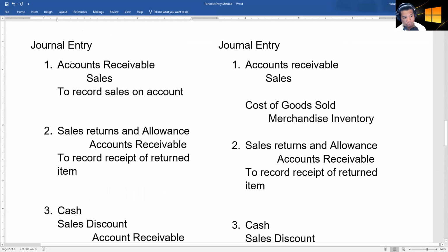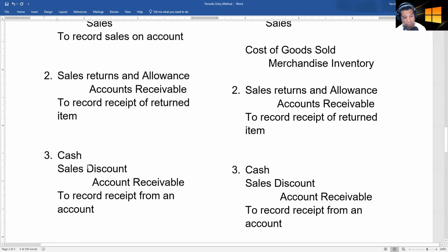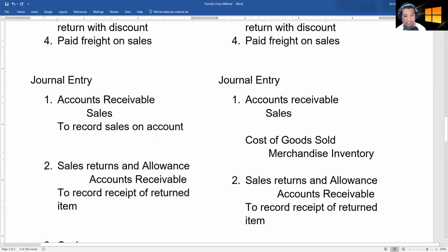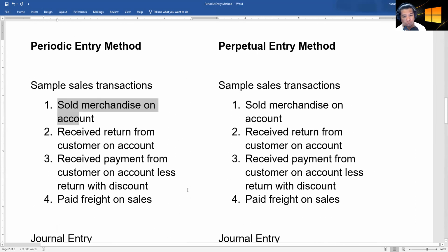Then kung mapapansin mo, ito yung mga entries na ginagamit natin sa ngayon. So same pa rin, wala pa kayong kalituan dyan kasi naturo ko na sa inyo to. Then of course, the freight out or the expense on the part of the seller. So freight out cash, ganun pa rin po siya. Okay? Ngayon, ano lang po ang pinagkaiba natin dito sa ating perpetual entry method?